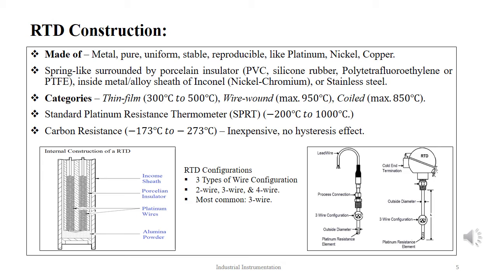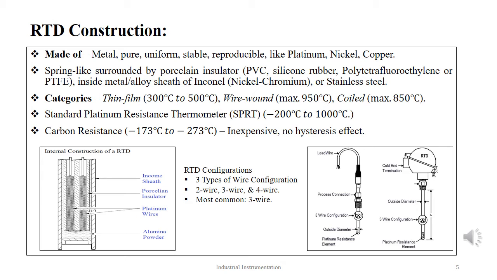The metals that are used in RTD sensors are pure, uniform, stable, reproducible elements with good coefficient of resistance and capacity to withstand repeated temperature change cycles. The RTD element is in a spring-like wire shape surrounded by porcelain insulator and finally enclosed in a metal or alloy sheet. The insulator is made up of PVC or silicon rubber or polytetrafluoroethylene known as PTFE. The insulator prevents short circuit between the metal sheet and the RTD wire.